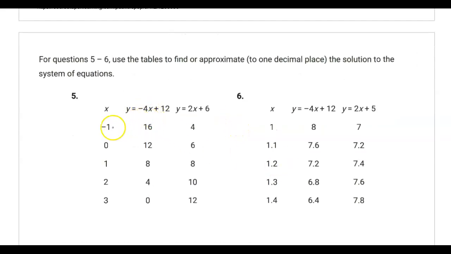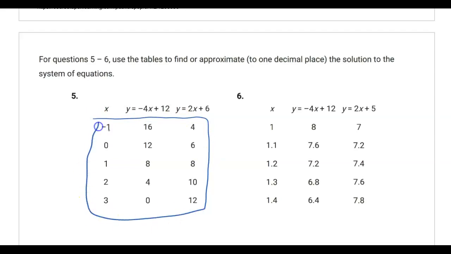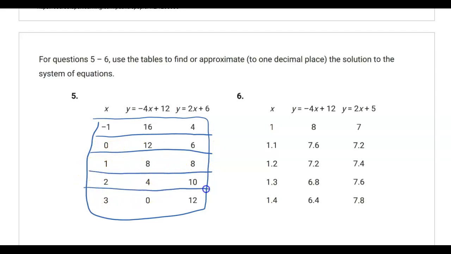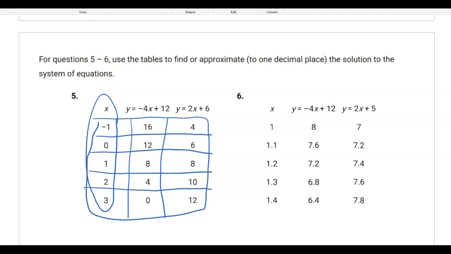Now when we look at tables, so here these are supposed to be a table. It'll show up on your printout a little better. How do we recognize the ordered pair solution in a table? Well, when I look here, all your x values are your independent variables, so you plug them in. So your solution is going to exist at the x value or ordered pair where the y values are the same.